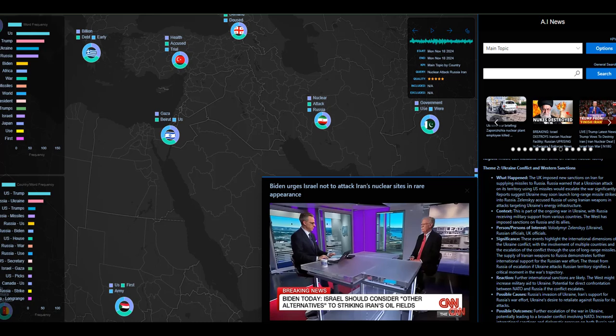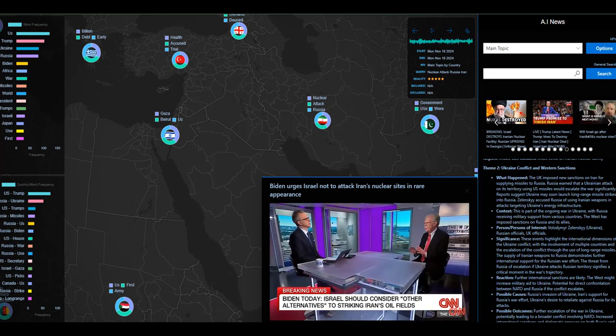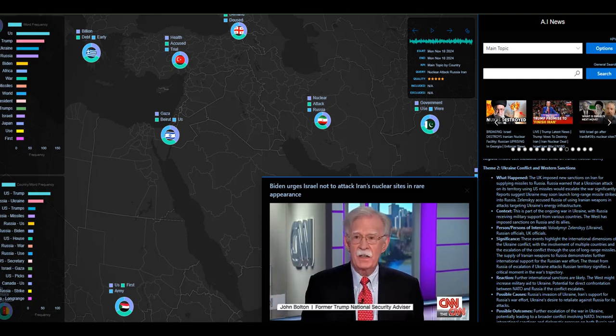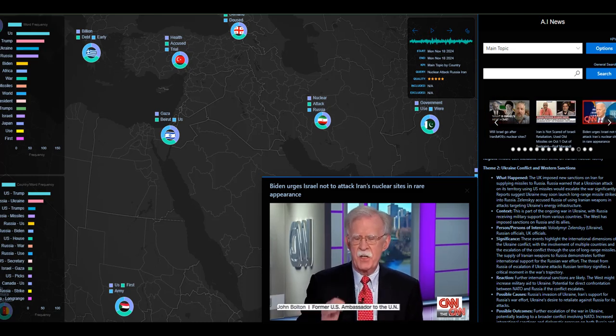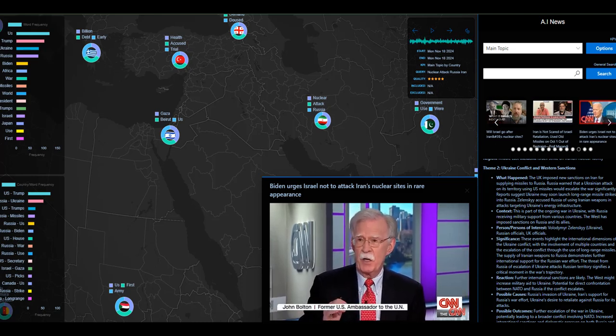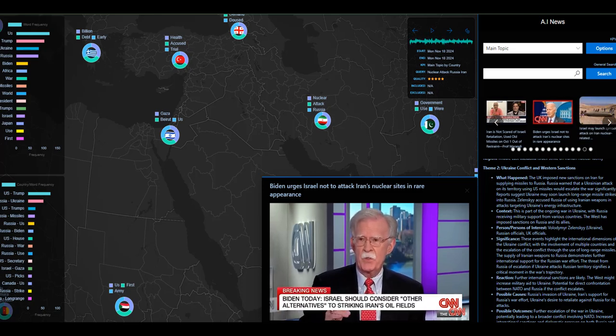Zelensky accused Russia of using Iranian weapons in attacks targeting Ukraine's energy infrastructure. Context: this is part of the ongoing war in Ukraine, with Russia receiving military support from various countries. The West has imposed sanctions on Russia and its allies. Persons of interest: Volodymyr Zelensky, Ukraine, Russian officials, UK officials.